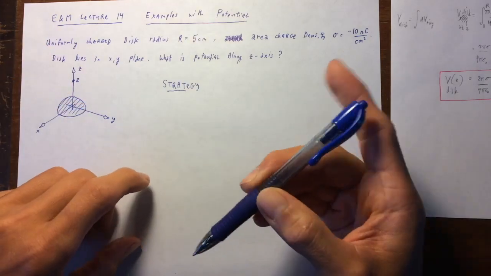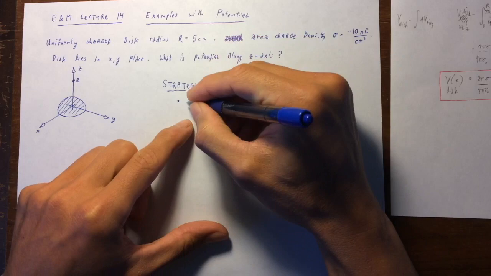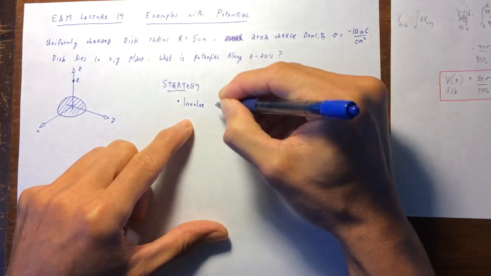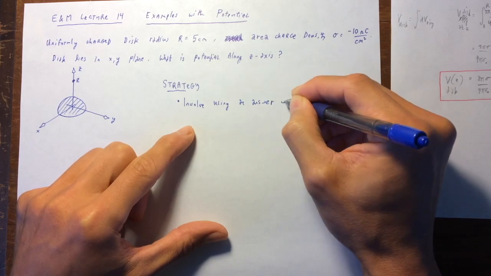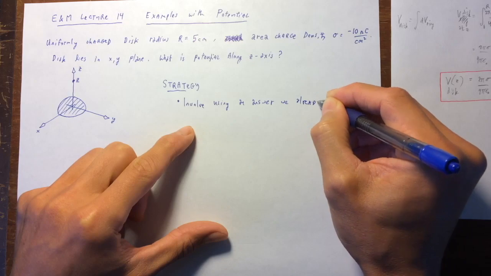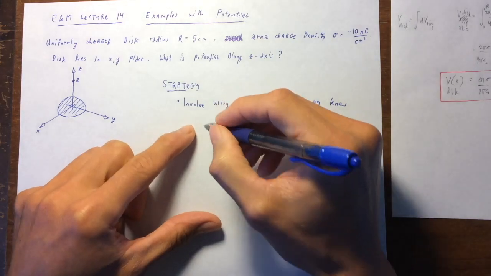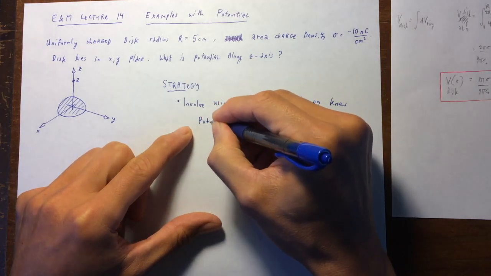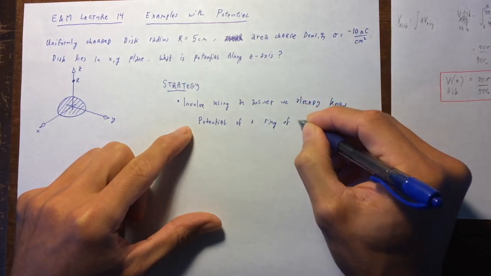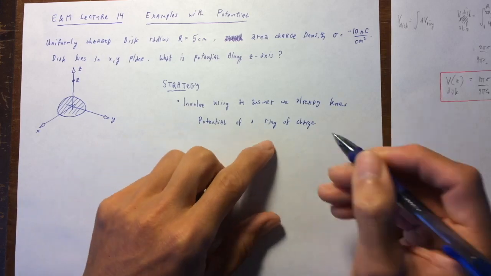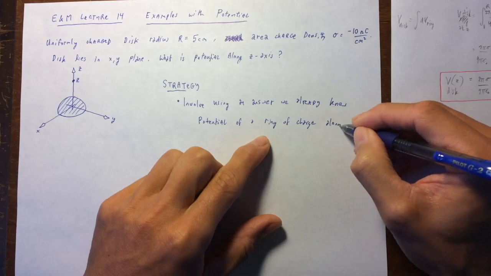Okay, so the strategy of doing this at some point is going to involve using an answer we already know. And the thing that we're going to use is that we already know the potential of a uniformly charged ring along the z-axis.